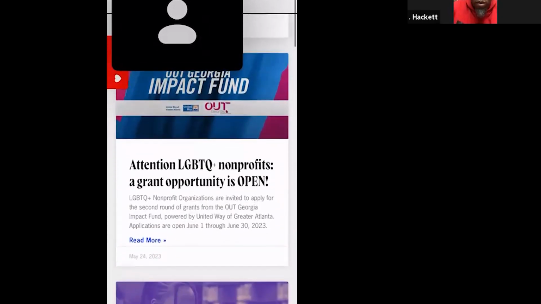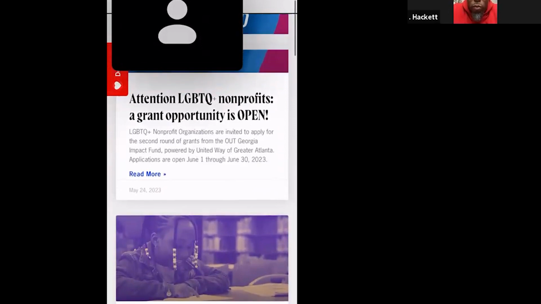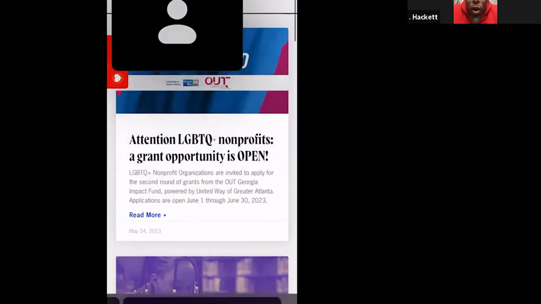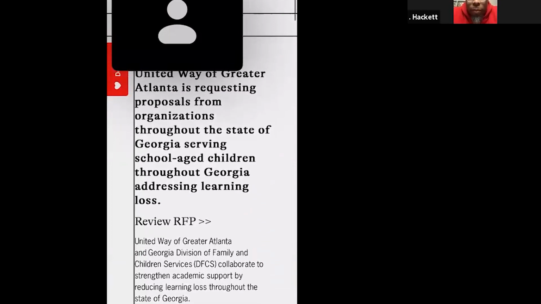All right. So this is their grants portal. LGBTQ nonprofits, a grant opportunity is open. So if you address that population, you can look at that. Grant opportunity available for organization addressing learning loss in Georgia. Now when they say learning loss, you can address it in lots of different ways. United Way of Greater Atlanta is requesting proposals from organizations that serve school-age children throughout the state of Georgia. So you click there.